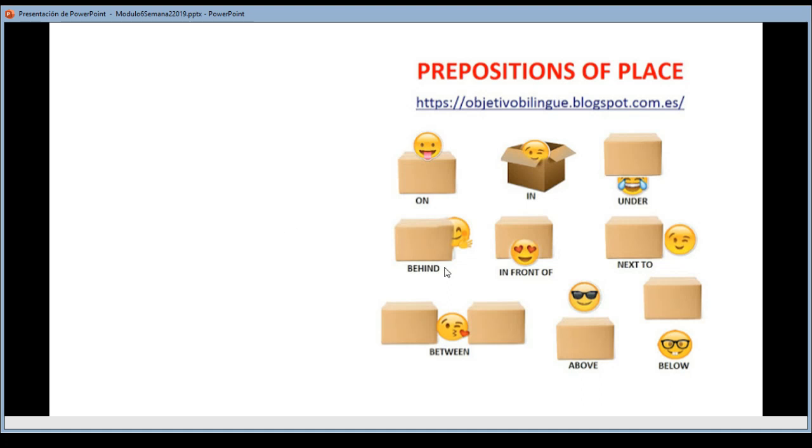Yes? So, maybe you can see very clearly in this picture the meaning of these prepositions. For example, on, in, under, behind, in front of, next to, between, above, below. So you have to be sure that you understand the meaning of the prepositions. I think in these pictures they are quite clear, okay?